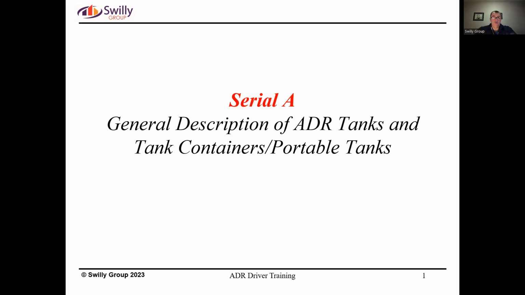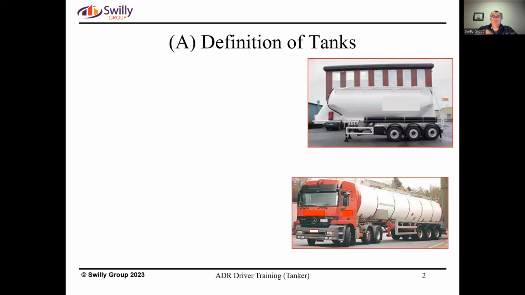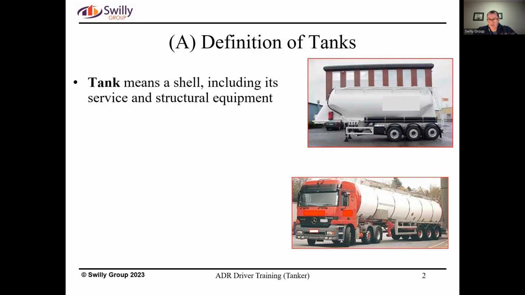Okay, so this is just revising this first part of the chapter. So you've done the initial basic course. Now we're looking at the tanker specialization course, the first part of the tankers. So the general description, first of all, or definition of tanks there. A tank basically means any shell, including its service or structural equipment. So a tank, as it would suggest, includes all the ancillary equipment as well.